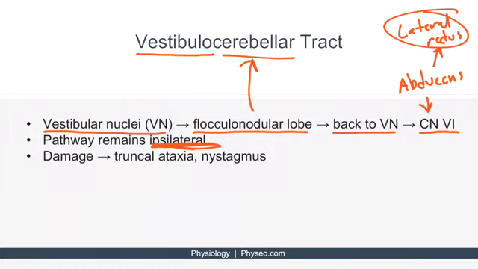It's all ipsilateral, which means that cerebellum is really, really simple. Just remember ipsilateral. Now if you damage the vestibulocerebellar tract, you're going to get truncal ataxia, which we discussed previously, and you also get nystagmus due to this lateral rectus muscle stimulation.